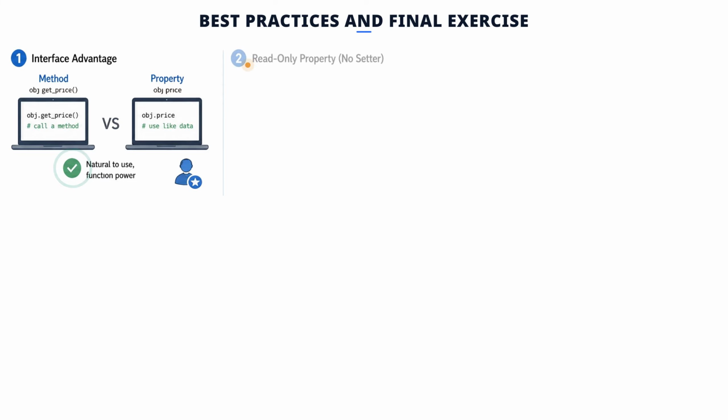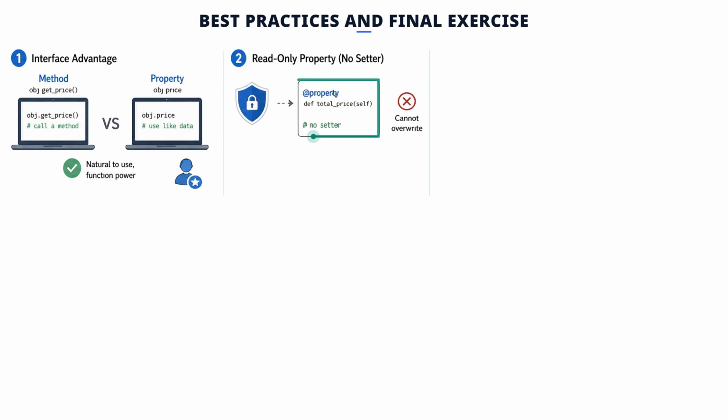Second, we can create read-only properties. If you define a property without a setter, you create an attribute that can be read but not written to. This is perfect for calculated values like a total price or a system status. It ensures these values remain protected from manual changes, so no one can accidentally overwrite your logic.